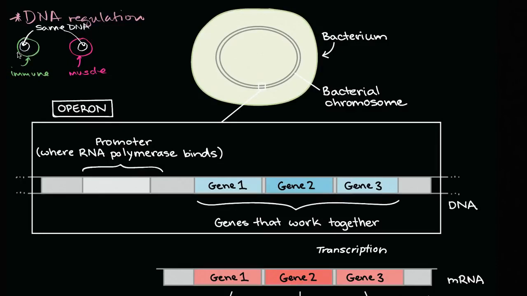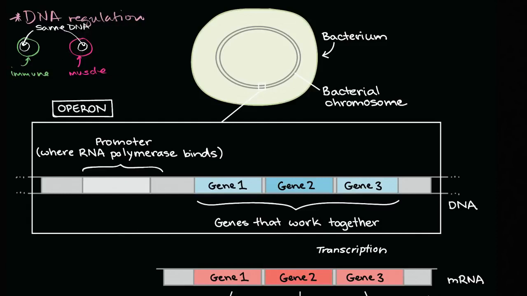So it doesn't make sense. In fact, in order for them to even have different structures, they're going to have to produce different proteins. They're going to have different enzyme proteins inside of their cytoplasm. And so DNA regulation, one way to think about it is, well, if they have the exact same genome, how do they regulate which of those genes are being transcribed and then translated and which ones aren't?